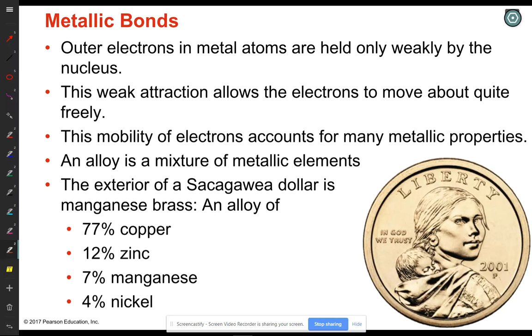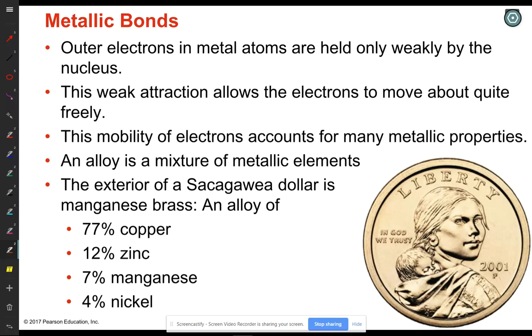One of the unique things about the metal bond, though, is it's not really a bond from atom to atom. It's electrons and atoms. And so you can very easily put in other atoms, and the metal doesn't care. And so we call that alloying. An alloy is where you take a metal and you mix in another kind of metal with it.